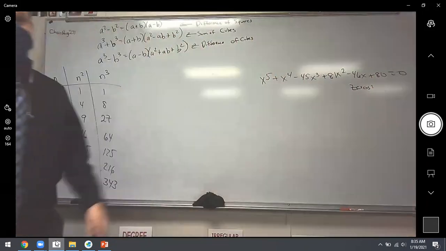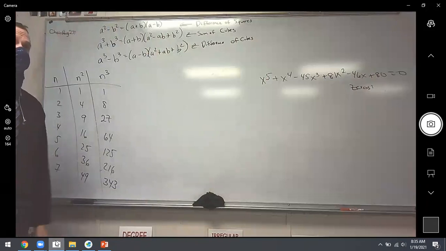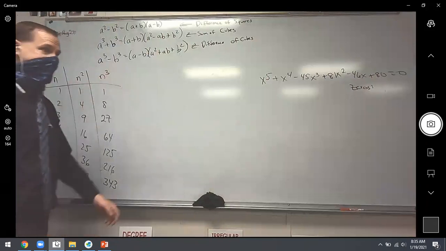You might really have to change your window around on these too, by the way, if you really want to see the shape of the graph. You don't have to see the whole graph. You're just looking for where it crosses the axis. But if you want a big picture of it, you might have to change your window.